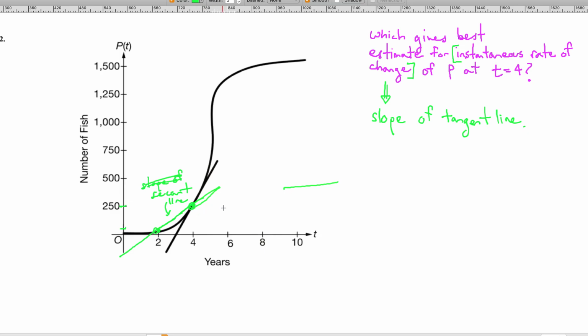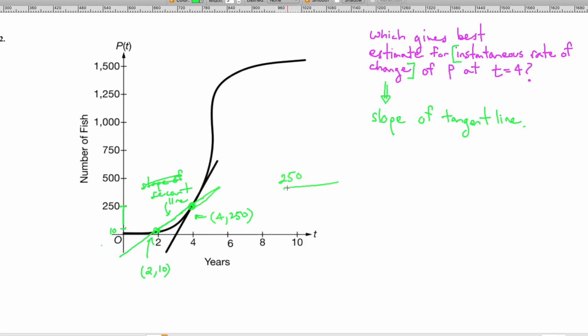And if I wanted the average rate of change from 2 years to 4 years, I would find the slope of this line, because you would find out how much it changed in y. Let's say this is 10 down here, maybe. I would find out how many fish it increased. This point right here is (4, 250), and this point right here is (2, 10).